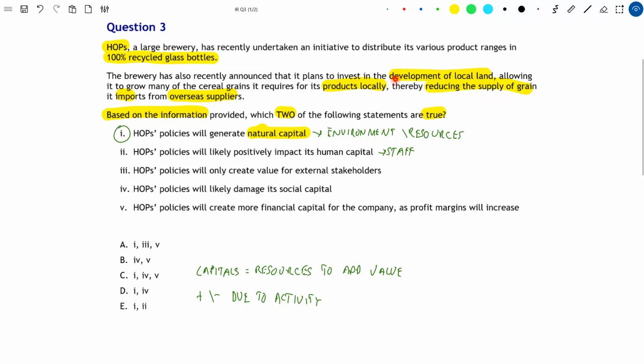Yes, indirectly, something like the development of a local production facility might lead to the development of skills amongst local staff, but we're talking further down the line here.